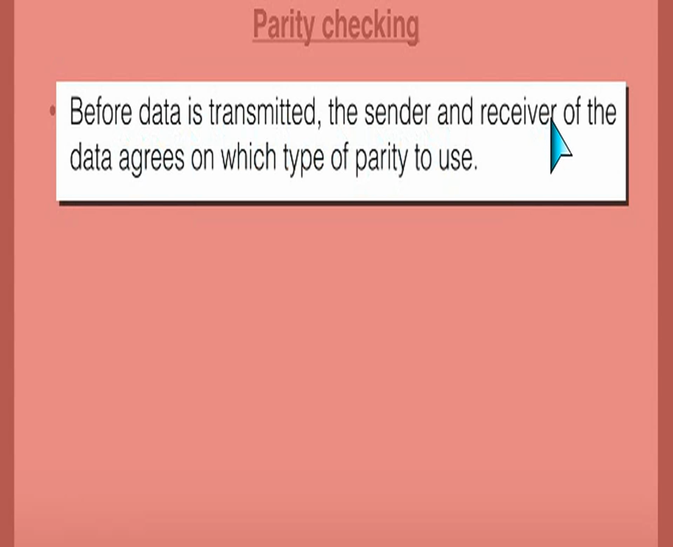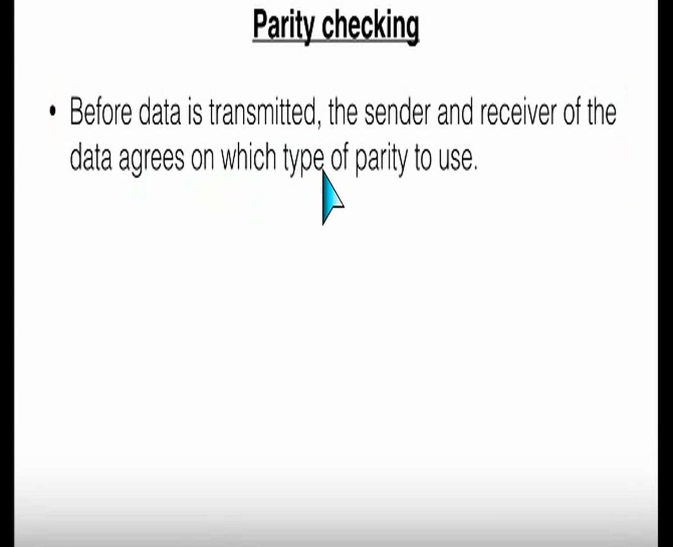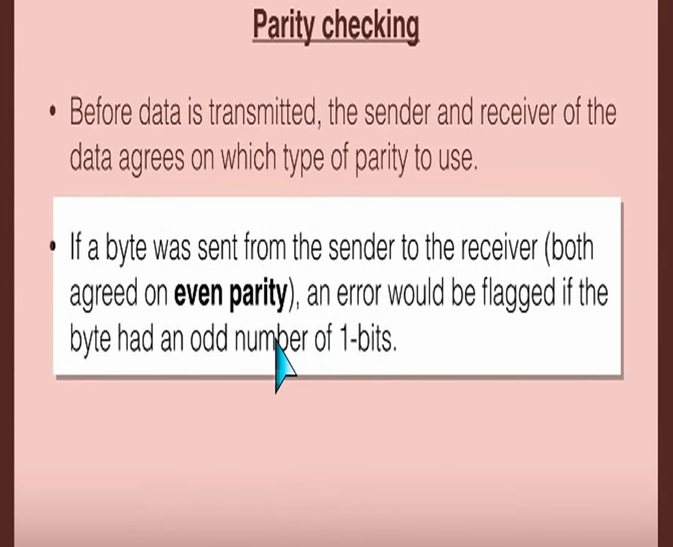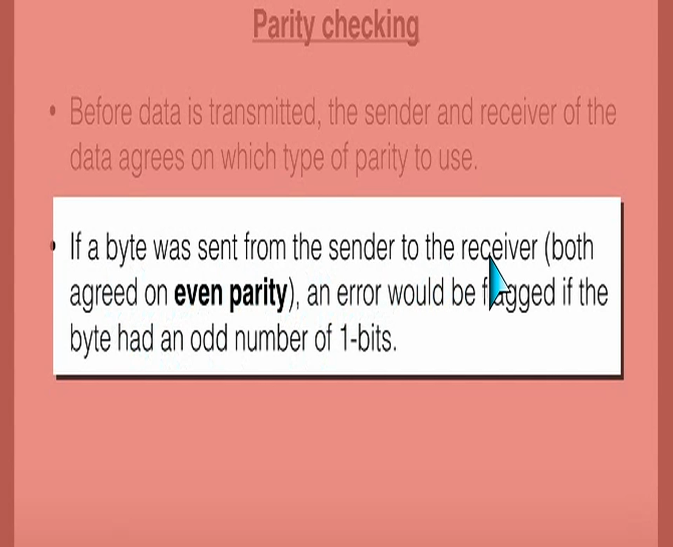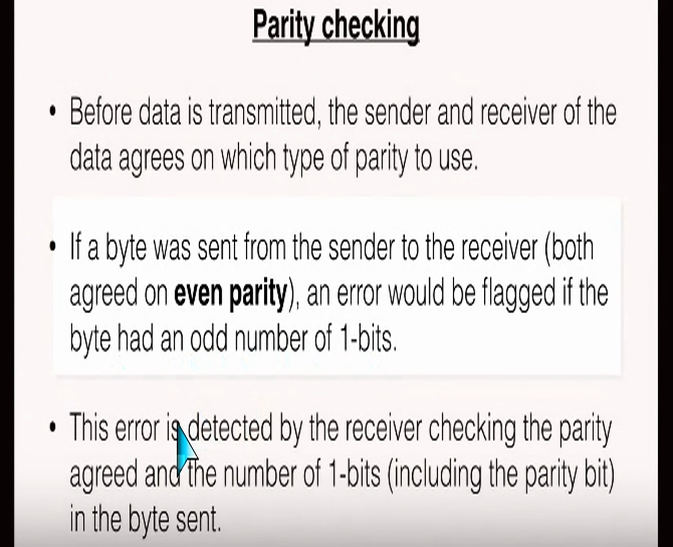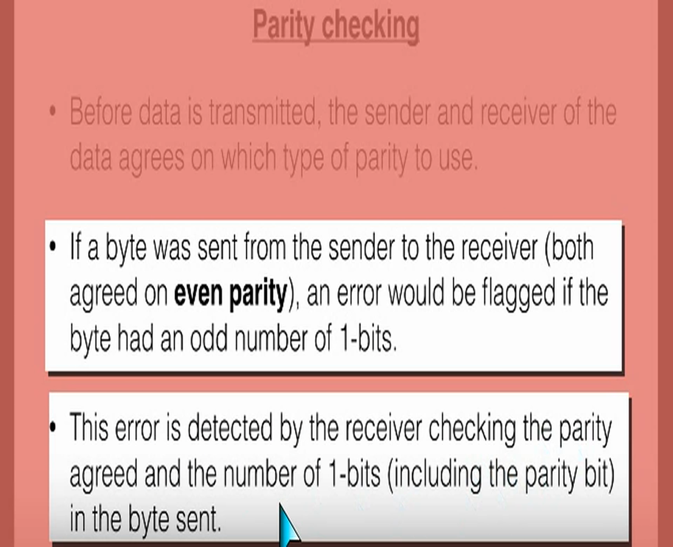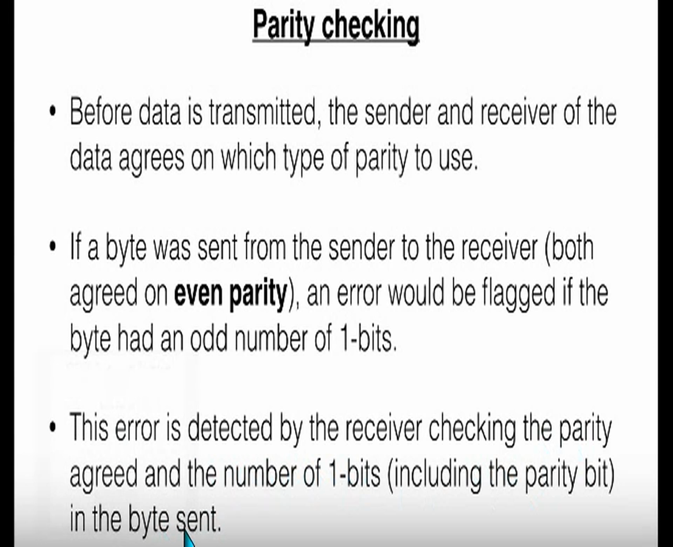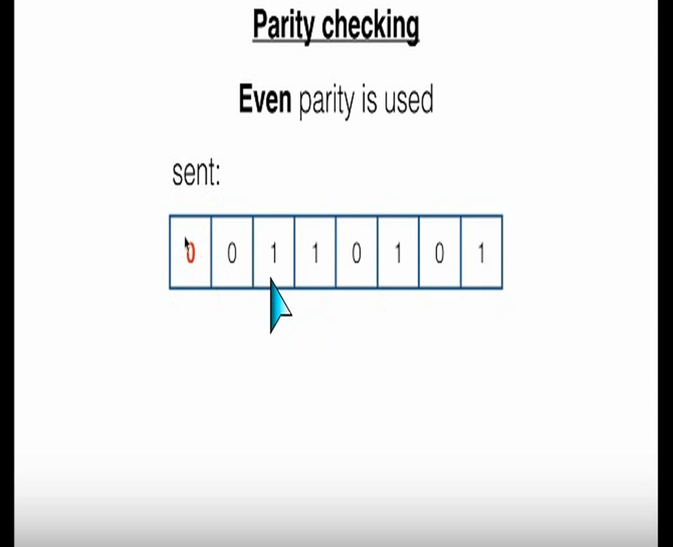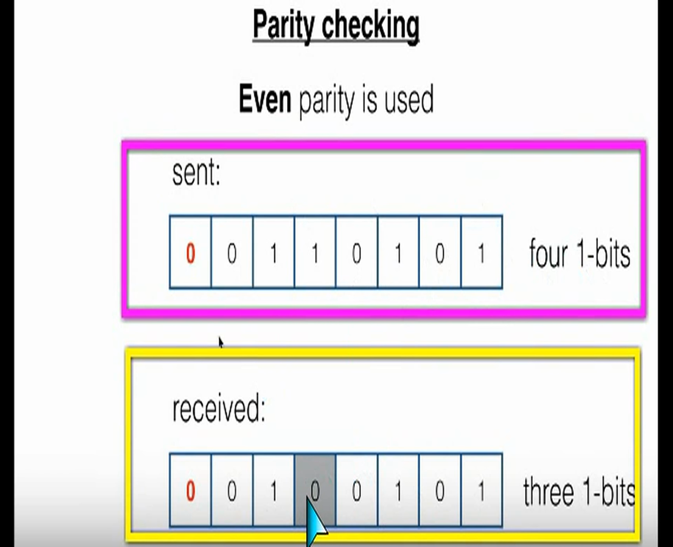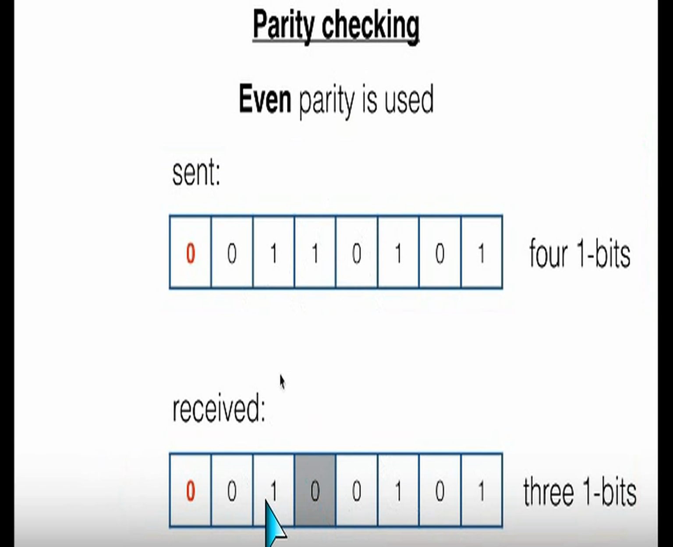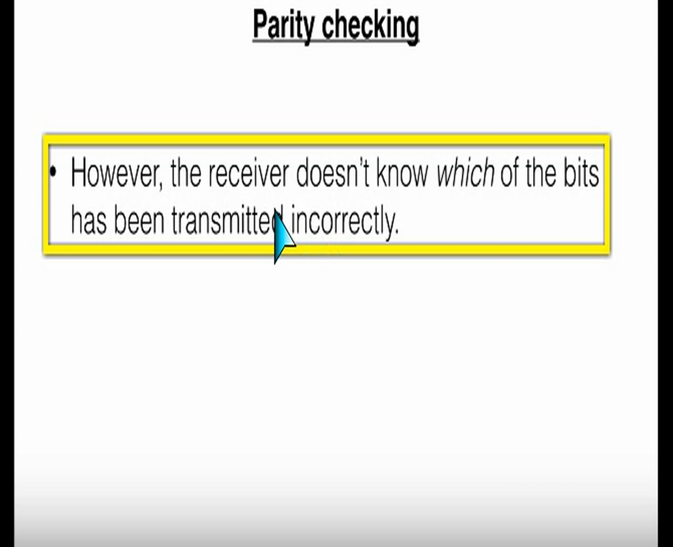Before data is transmitted, the sender and receiver agree on which type of parity to use. If a byte was sent from the sender to the receiver, and they both agreed on even parity, an error would be flagged if the byte had an odd number of 1 bits. This error is detected by the receiver checking the parity agreed and the number of 1 bits, including the parity bit, in the byte sent. So, for example, if you were to send this, this is the parity bit of course, and the receiver receives this, well, this is four 1 bits, and this is three. So clearly, an error has occurred in the transmission of this. But the receiver doesn't know which of the bits has been transmitted incorrectly.